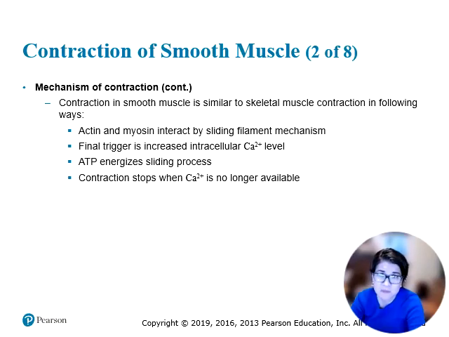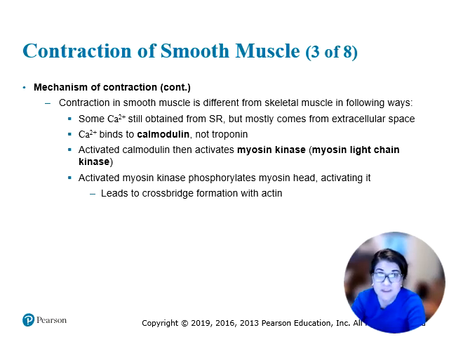So otherwise it's similar because it shortens. You still have the actin and myosin, still the sliding filament mechanism. You still have the calcium. The ATP is still a player. Contraction stops when there's no calcium. So all of those things are the same, but it does have some differences. So one of them is the calmodulin. You have this myosin kinase molecule. That causes the phosphorylation, and that causes the cross-bridging.